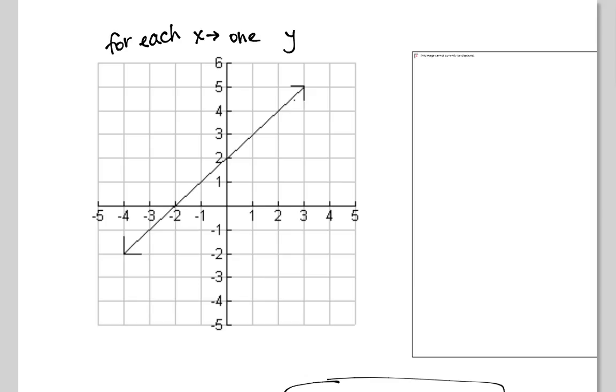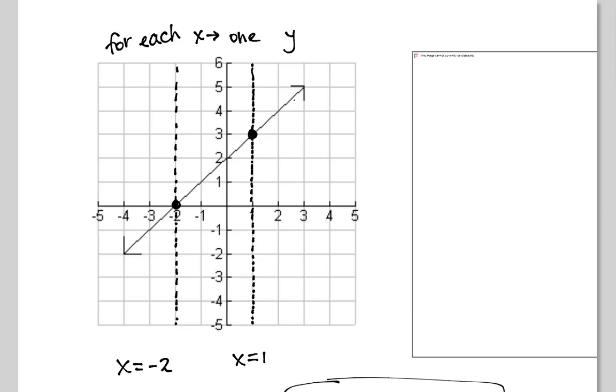So how can you check that with a graph? Remember that the x's, like here's x equals 1, actually form vertical lines. How many times does it hit the graph when you draw this vertical line? Once. So for that x, is there only one y? Yeah. Let's pick another one. Let's do x equals -2. That would be 2 to the left. So that's this one. How many times does this line hit the graph? Just once.